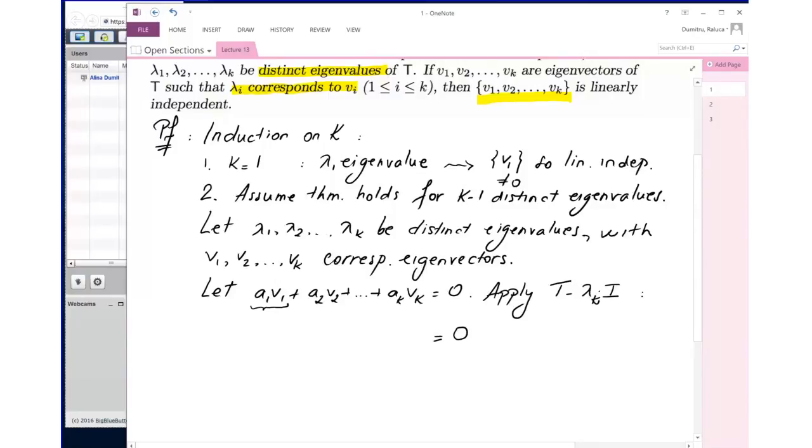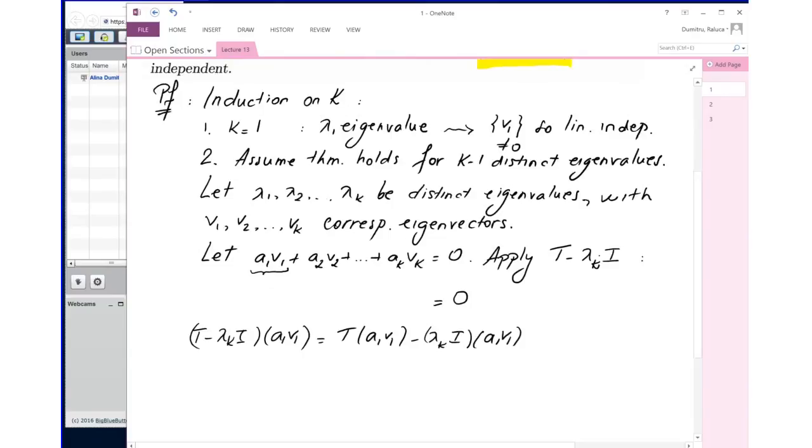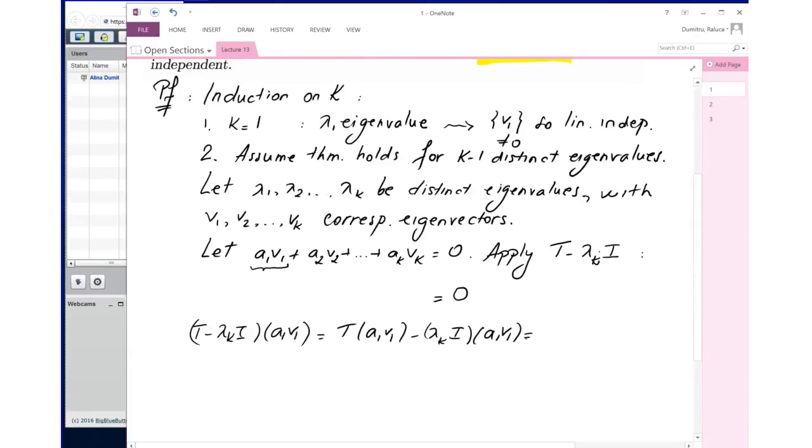Let me write it here. So T minus lambda k identity applied to a1 v1 is T of a1 v1 minus lambda k identity. Lambda k is just a scalar, right? So lambda k times identity of a1 v1. T is linear, so a1 goes out.